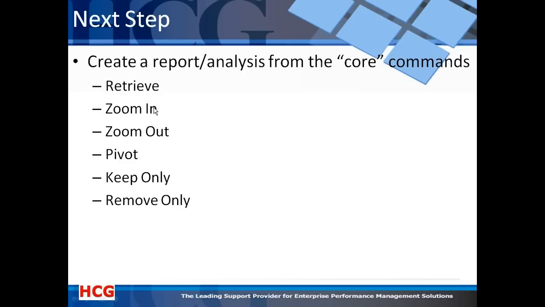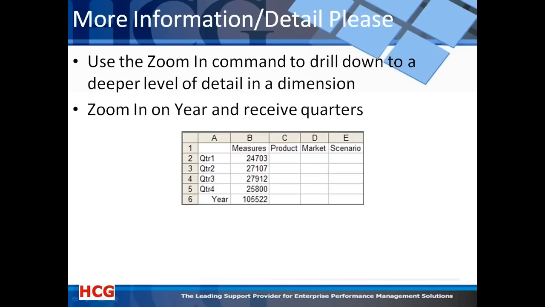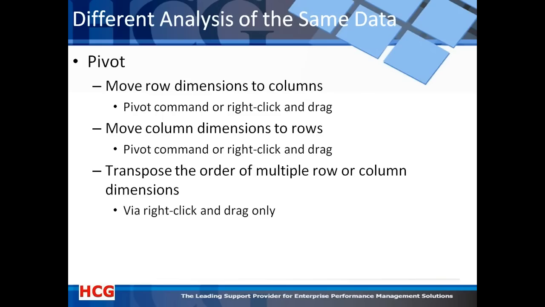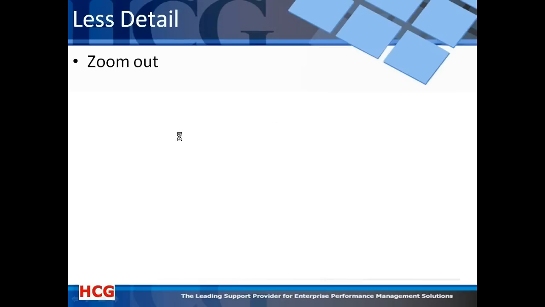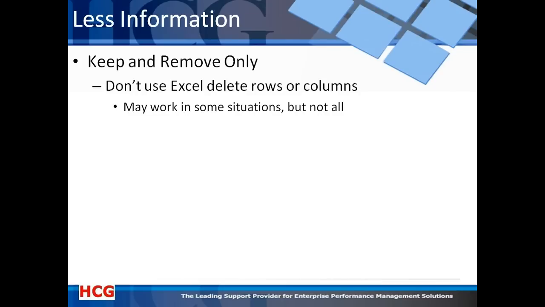There we are. So we've talked about retrieve, zooming in, zooming out, and pivoting. Zoom in for more information. There I zoomed in on products. Why did the products move from the columns to the rows? Because Excel has more room in the rows area. Pivoting is moving row dimensions up to the columns or column dimensions up to the rows, or transposing the order of multiple row or column dimensions. But that you can only do via right-clicking and dragging as opposed to using the pivot command. Zooming out, simple command, just less detailed, more generalized information.